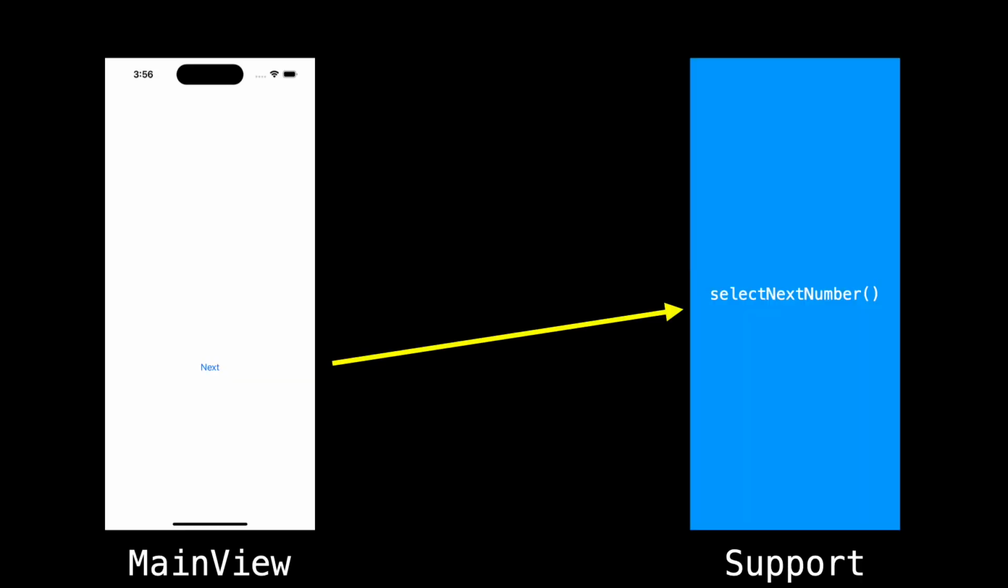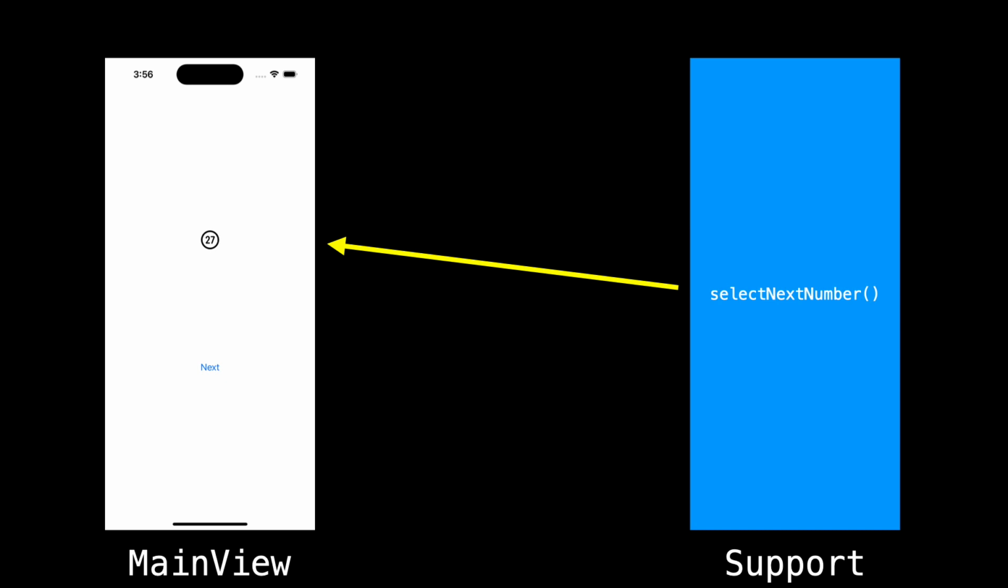Run the app. The flow looks something like this. Tap the button, selectNextNumber is called, and we print the number in the console. What we'd like to have happen is that it sends 27 back to main view and it can be displayed. The last couple times we've worked with the delegate-based API. This time we're going to start with a closure-based API. This part won't be new to you.